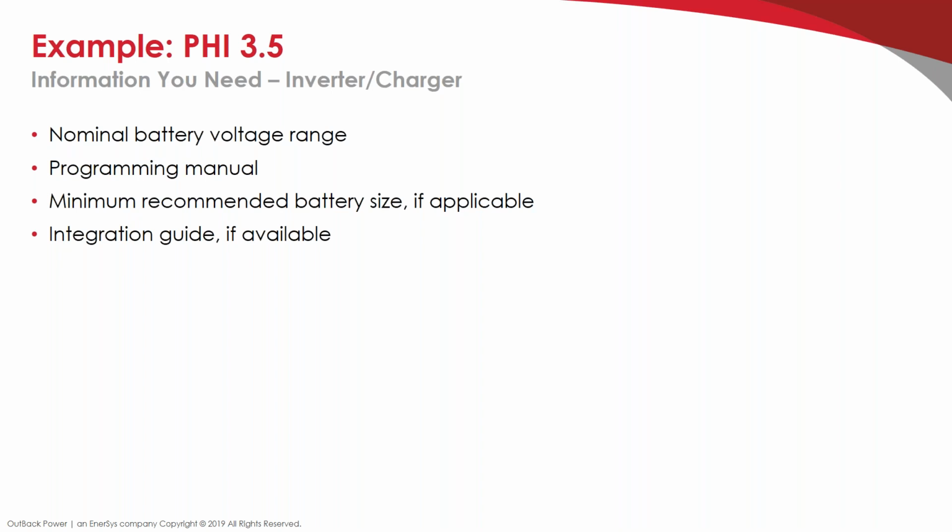Programming manual, if it exists, just to help you navigate, make it a little easier on yourself. Minimum recommended battery size, if that's applicable. So for the Radian, one Simplify 5 Phi 3.5 is clearly not going to be enough. We have a 34 amp discharge limit, and the Radian can output 8,000 kilowatts if you're talking about an 8048. So clearly we're going to have to size that appropriately.